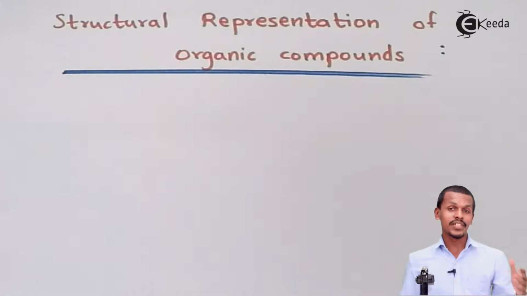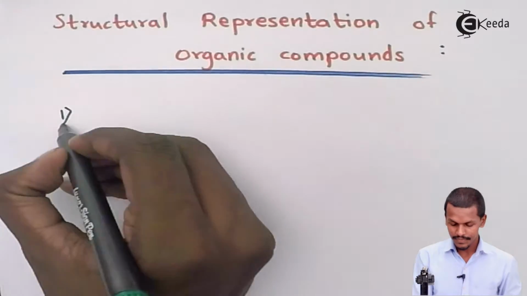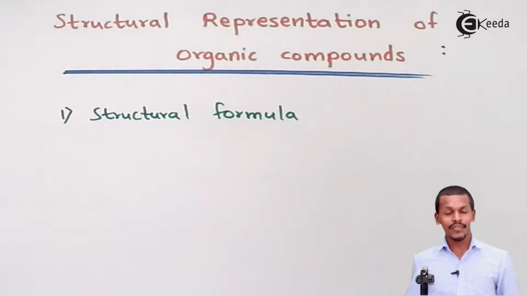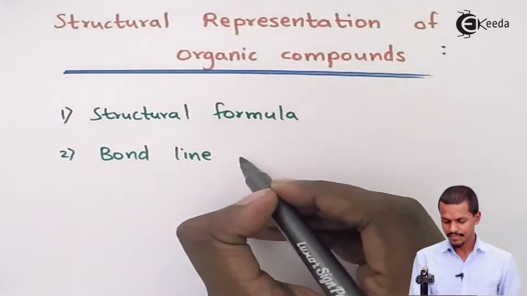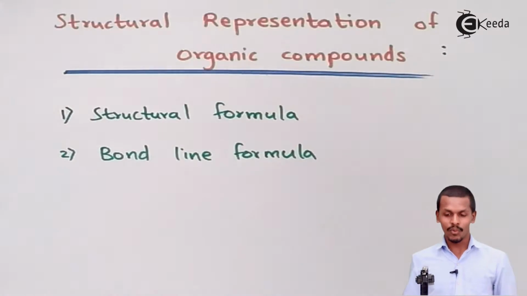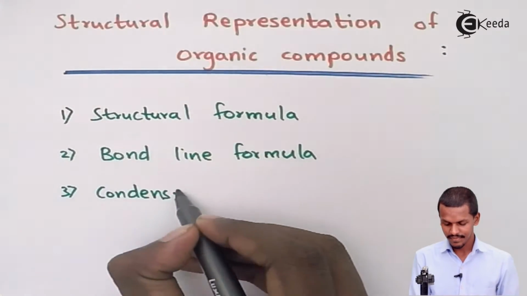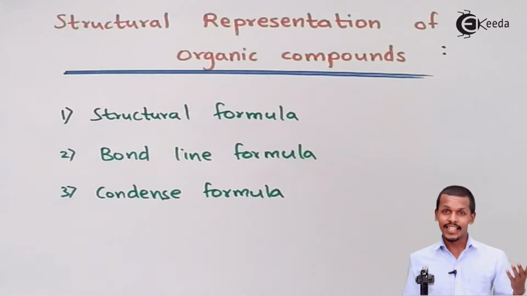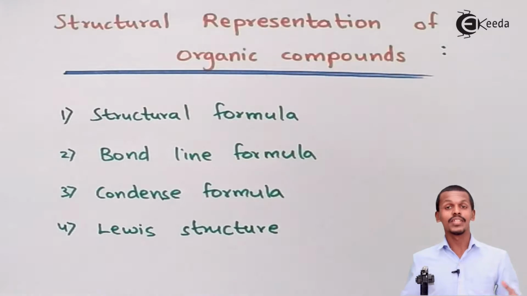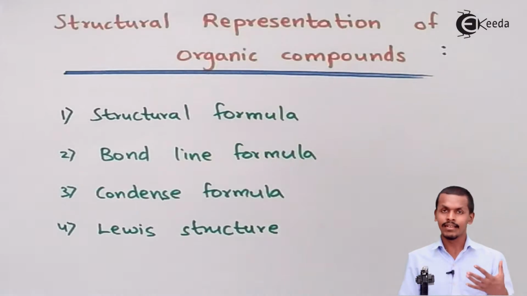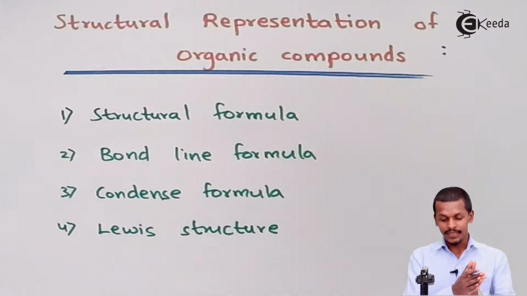Talking about the structural representation, the organic compound can be represented in several ways. Starting with the first one, that is structural formula. The second, bond line formula. The next is condensed formula. And the last one is Lewis structure for that organic compound. In fact, this is not arranged in a particular order, we should not always start with the structural formula, we could start with any one.